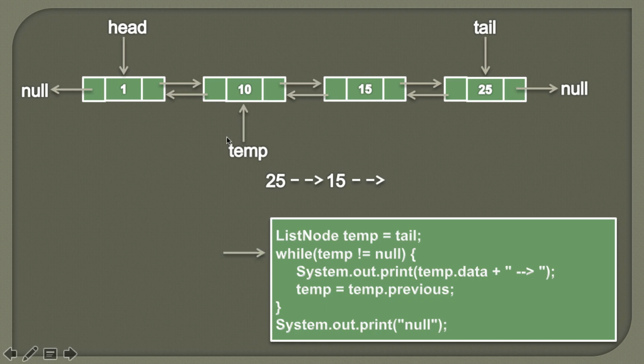Now as temp points to the second node, it's not null. So the condition in the while loop comes out to be true. We'll print the data associated with this temporary node, which is 10. And we'll assign temp.previous value to temp. So we are traversing temp one step backwards.